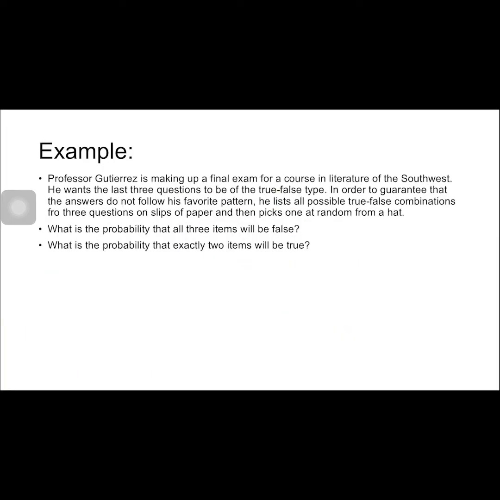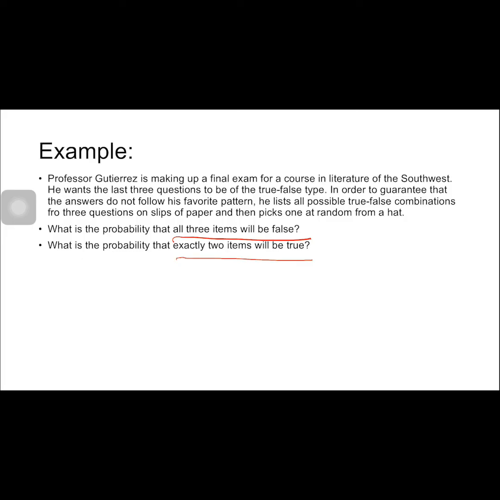Another example. Professor Gutierrez is making up a final exam for a course in literature of the Southwest. He wants the last 3 questions to be of true-false type. So in order to guarantee that the answers do not follow his favorite pattern, he lists all possible true-false combinations for 3 questions on slips of paper and then picks one at random from a hat. What is the probability that all 3 items will be false, and what is the probability that exactly 2 items will be true? Again, let us list down all possible outcomes.